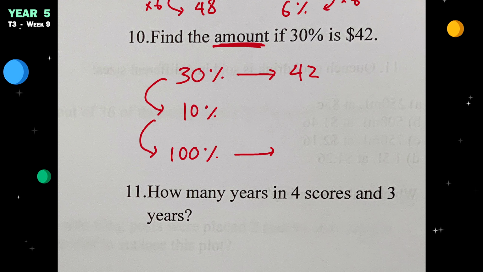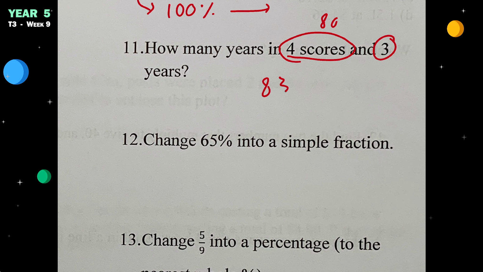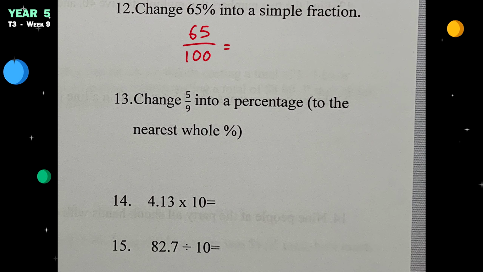Okay, you can do the rest. Increase how many years in 4 scores in 3 years? 1 score is 20 years, so 4 scores is 80 years, plus 3, 83. Change into a simple fraction, so 65%. You want to put into a fraction, put it over 100, and then simplify it. Make it as small as you can. Divide the top and bottom by something.